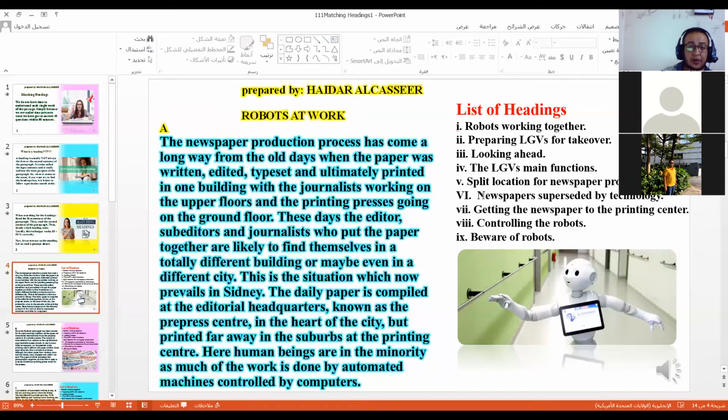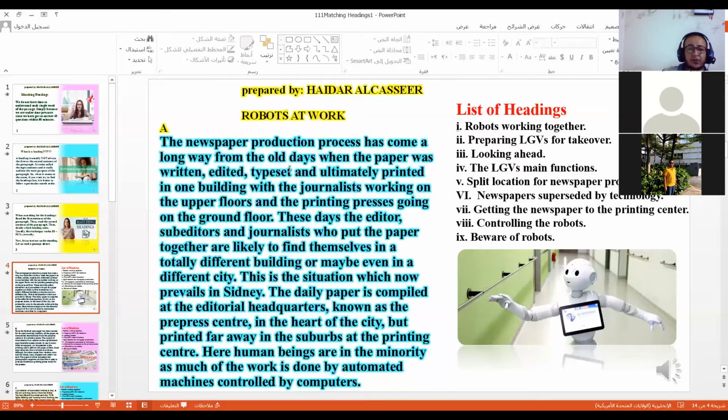Six, VI, newspapers superseded by technology. It doesn't talk about technology here at all. Getting the newspaper to the printing center means moving, receiving, transmitting, transferring. It doesn't talk about that. So we just leave it.